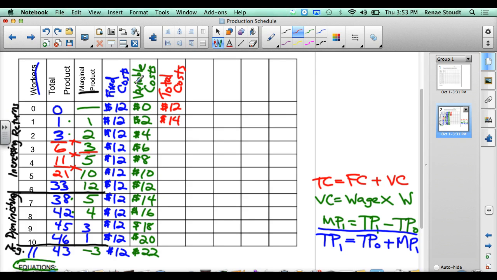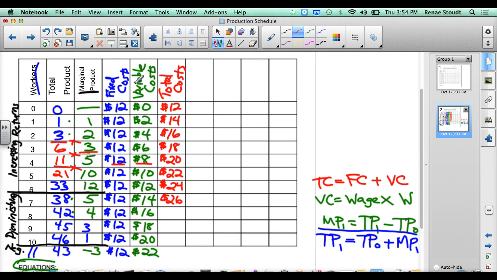At 2 workers, 12 plus 4 gives you 16. At 3 workers, 12 plus 6 will give you 18. At 4 workers, 12 plus 8, remember we're doing 12 plus 8, if you're curious where I'm getting these numbers, to get 20. At 5 workers, 12 plus 10 will give you 22. At 6 workers, 12 plus 12 will give you 24. At 7 workers, 12 plus 14 will give you 26.